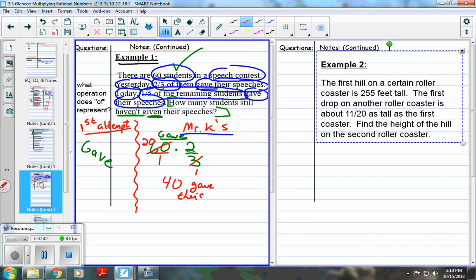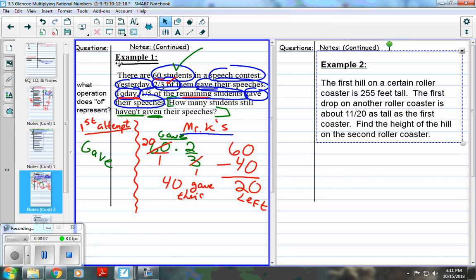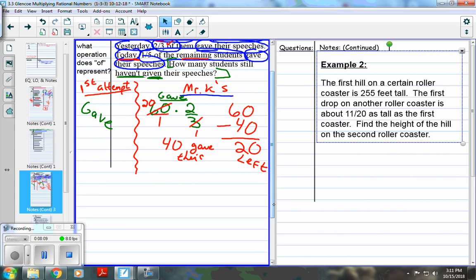So in order to talk about the next day and the number of remaining students, what am I going to have to do with this 40 and our original 60 in the problem? Yeah, we have to subtract. So this is yesterday. We had 60 people, 40 of them gave their speeches. How many are left? 20 are left. All right, let's keep on going down. This is the next step of our problem here. So now, on today, we have 20 students left.